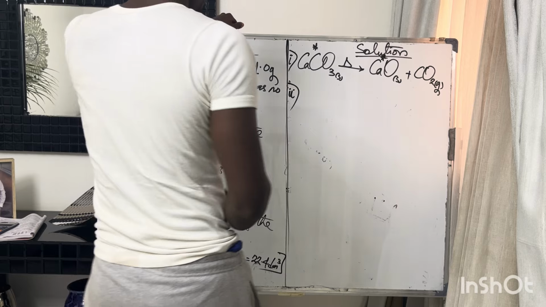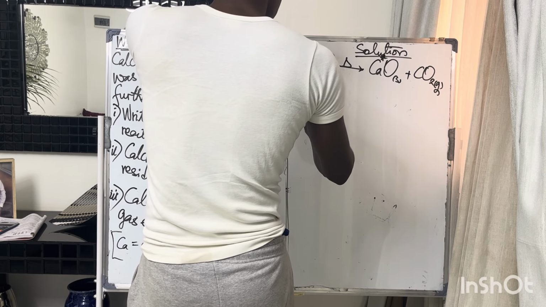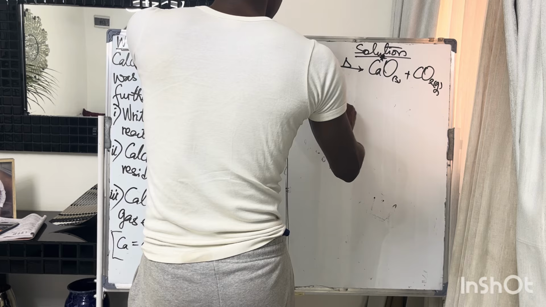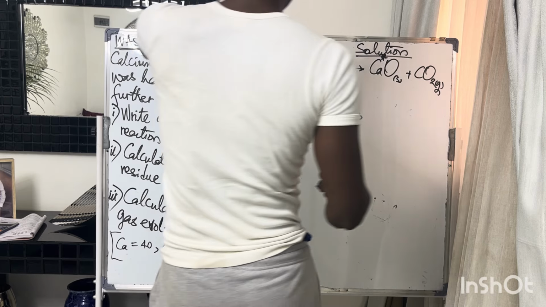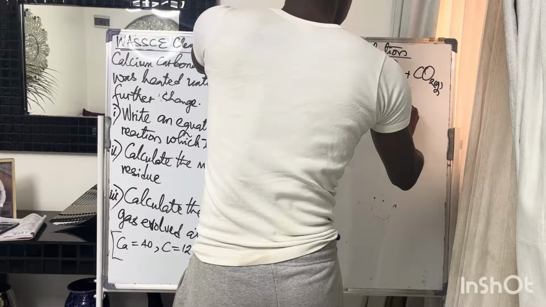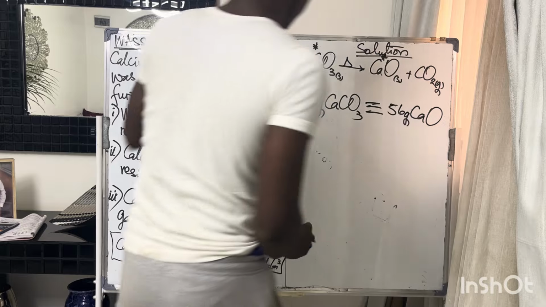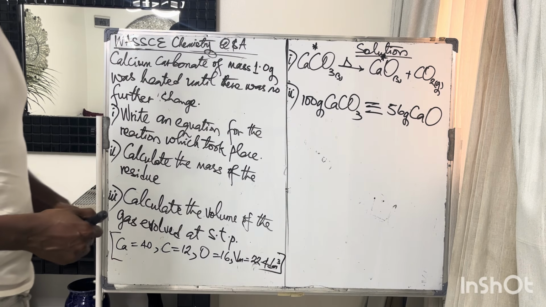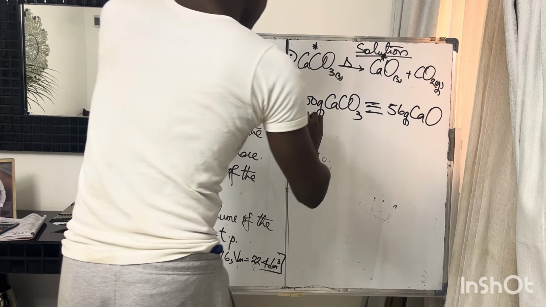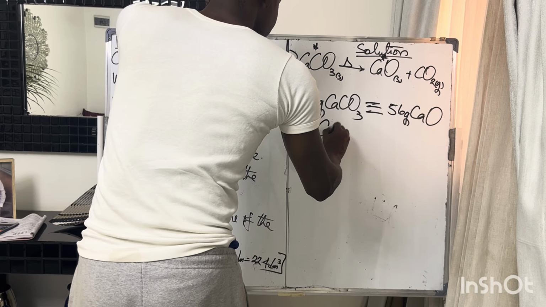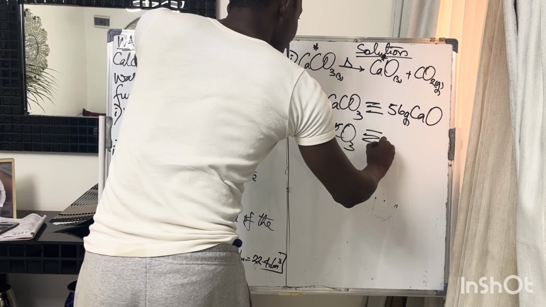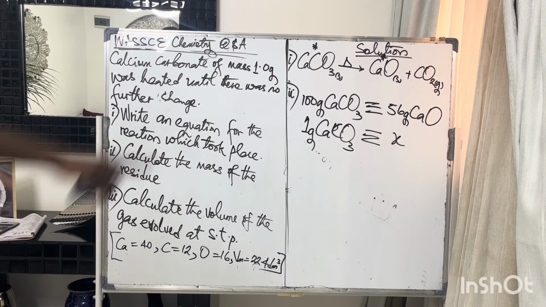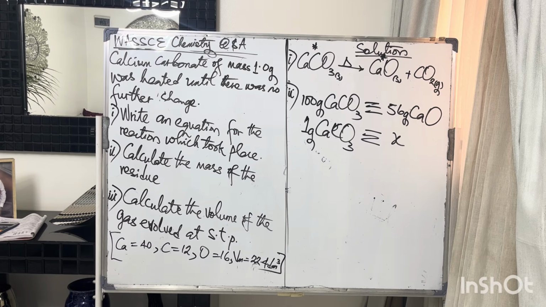From this equation here, you see that 100 grams of calcium carbonate decomposed to give us 56 grams of calcium oxide. This first data on the board is the data from the balanced chemical equation. Now let's go to the question proper. The question says 1 gram of calcium carbonate. What then becomes the mass of the residue, calcium oxide? It's simple. Cross multiply, make x the subject, and you are good.